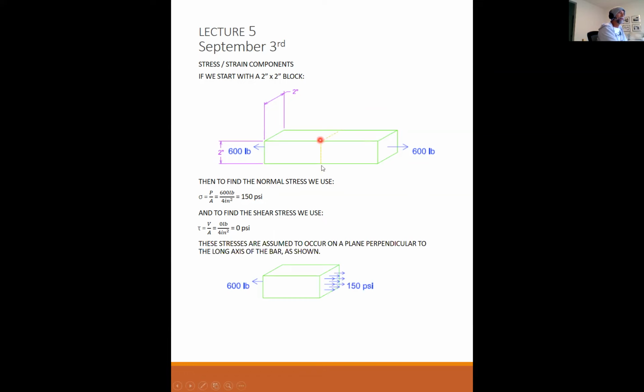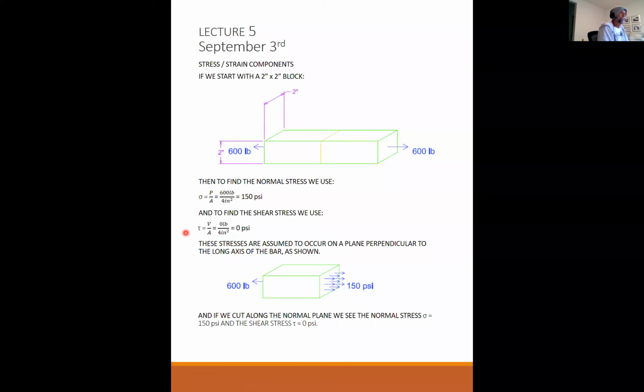So if I take a cut right where the dotted line is, and I separate these pieces and create a free body diagram, then I have the 600-pound reaction on the left-hand side. I have my 150 PSI of stress on the interior. Remember, this is an interior cut, like so. And if we cut along the normal plane, we see that the normal stress is equal to 150 and the shear stress is equal to 0, as we said.